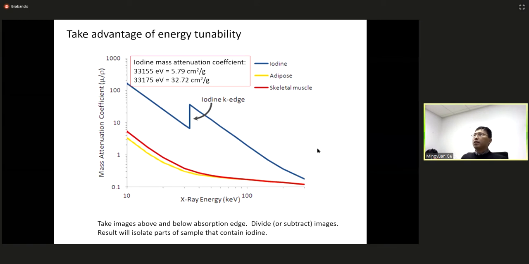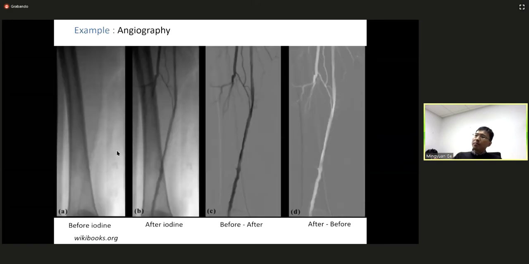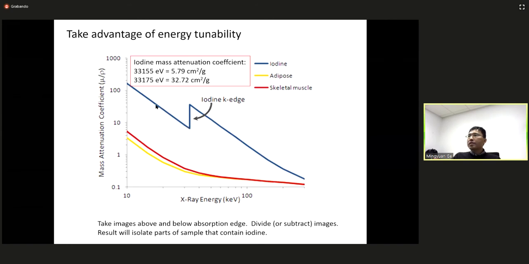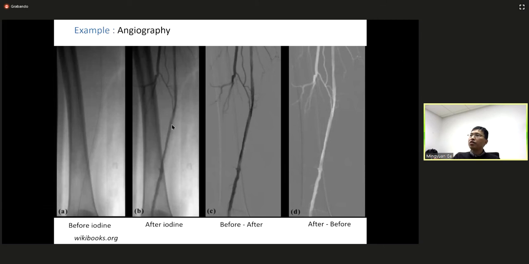Okay, so next we want to show you that we can also take advantage of the energy tunability of X-rays. Since different materials have characteristic absorption coefficients, if we use one X-ray energy and find that it doesn't give very good contrast, maybe we can try a different energy. So this is an angiograph showing a blood vessel filled with iodine. Before the iodine edge, we can see the attenuation coefficient is very small. But if we put the X-ray energy higher than the absorption edge of iodine, the iodine will absorb a lot more X-rays. This gives us a big, very dark contrast of the vessel.